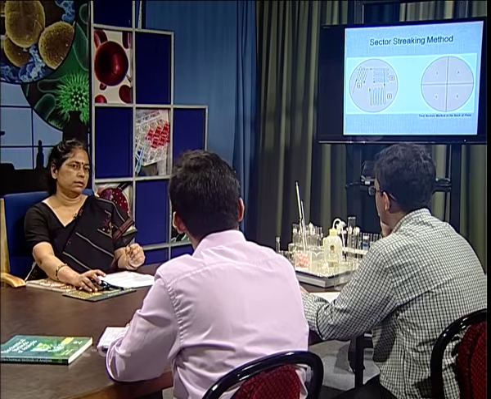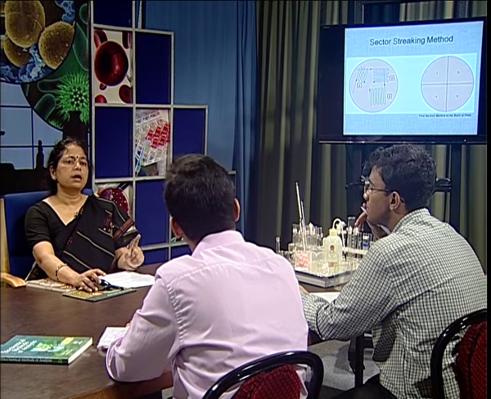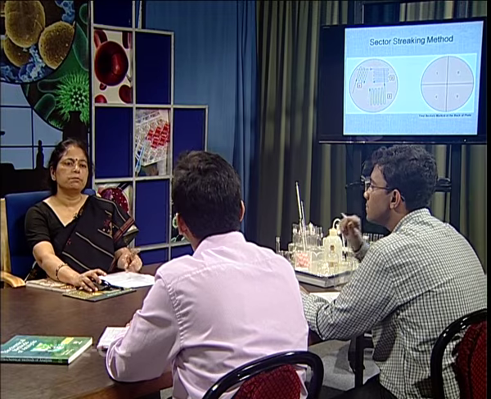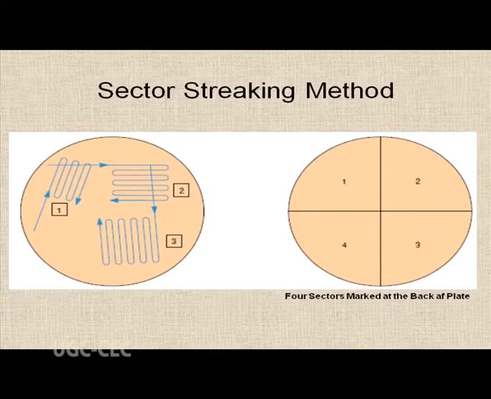Ma'am, I have a question. Between the continuous streaking and the sector streaking, which method is best to be used? Both the methods you can say are easy, but the useful is the sector streaking. Why? Because in sector streaking, you are covering a much more surface area in comparison to the one which you have used for the continuous streaking.